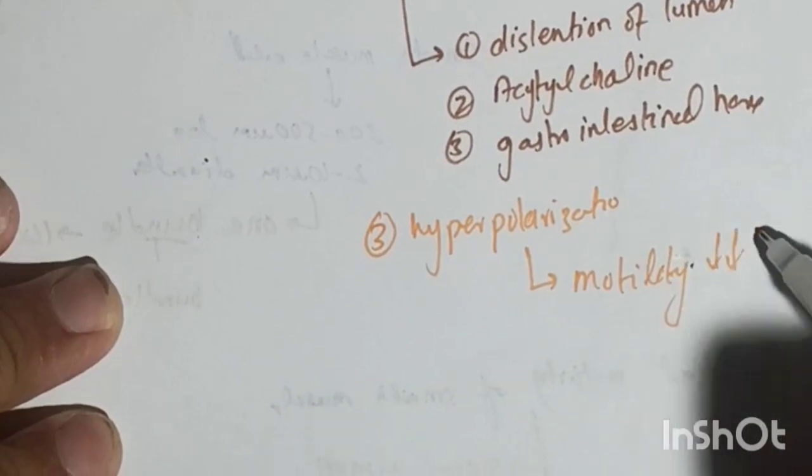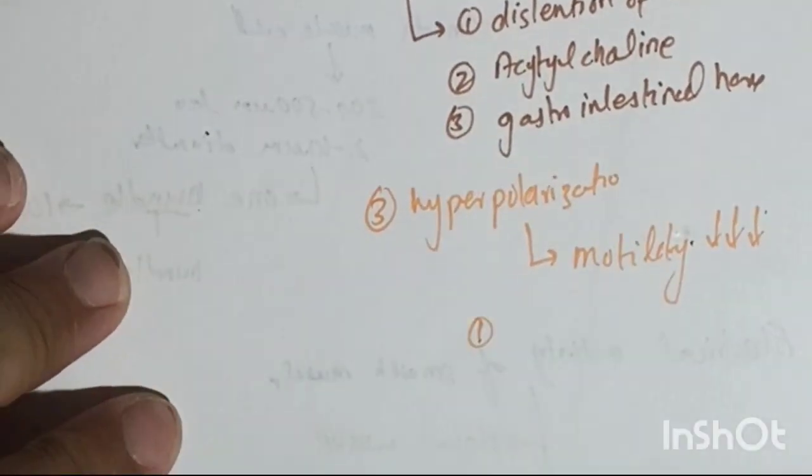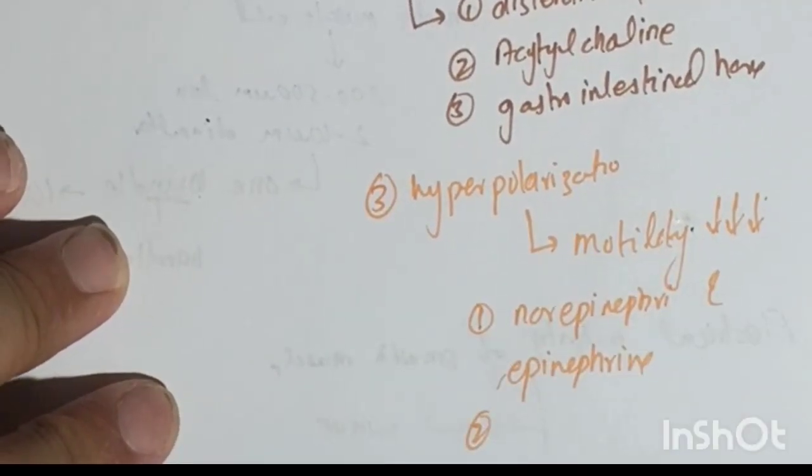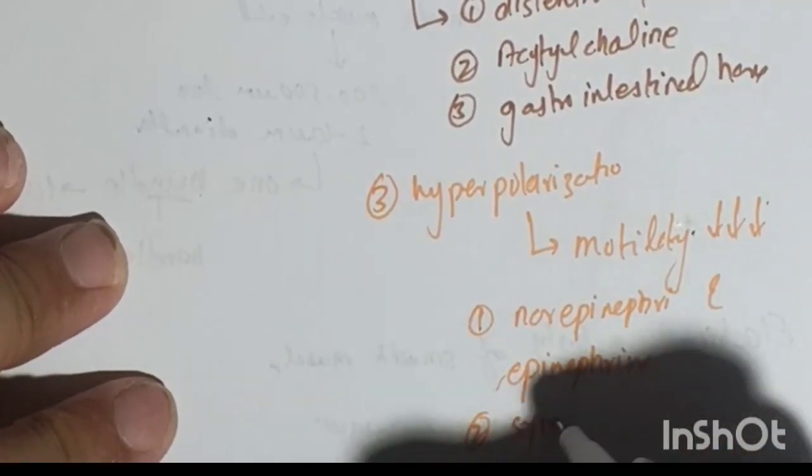Another is hyperpolarization of the slow waves. When the slow waves are in the hyperpolarized state, motility decreases because the muscle cannot be excited. This is caused by norepinephrine and epinephrine, and by sympathetic control of our body.